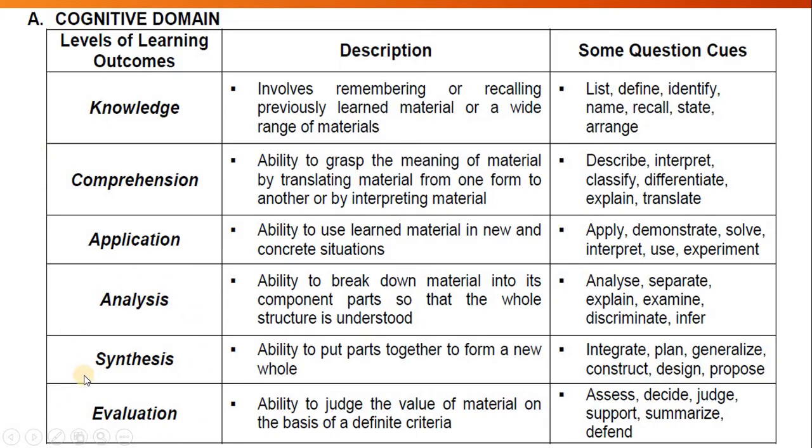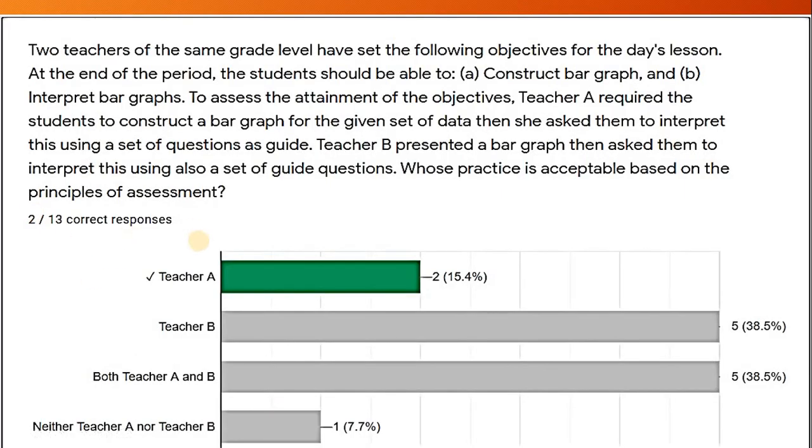Normally, what we are aftering is this one. The higher order thinking skills. These are actually the product of learning already. Pagka low order thinking skills, wala pa siya sa product of learning. Nagkakaroon lang ng product of learning if they were able already to analyze, separate, integrate, assess, decide. An example, 2 teachers of the same grade level have set the following objectives for today's lesson. At the end of the period, the students should be able to, first, construct, second, interpret. So dalawang objective, construct and interpret.